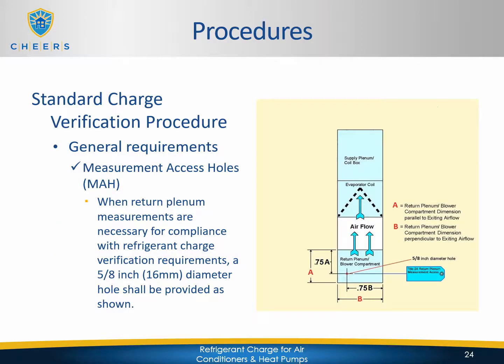In addition to that, as we talked about during the Title 24 overview, there needs to be measurement access holes drilled into the return plenum. When return plenum measurements are necessary for compliance with refrigerant charge verification requirements, a 5/8 diameter hole shall be provided as shown.